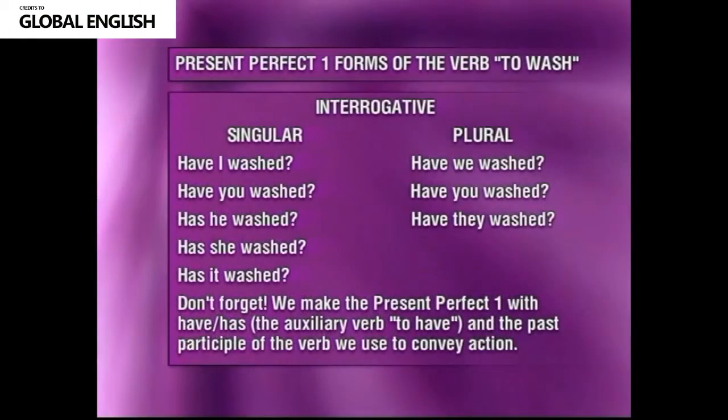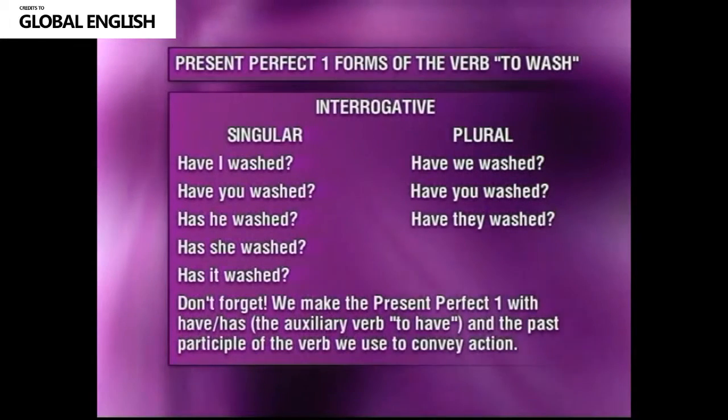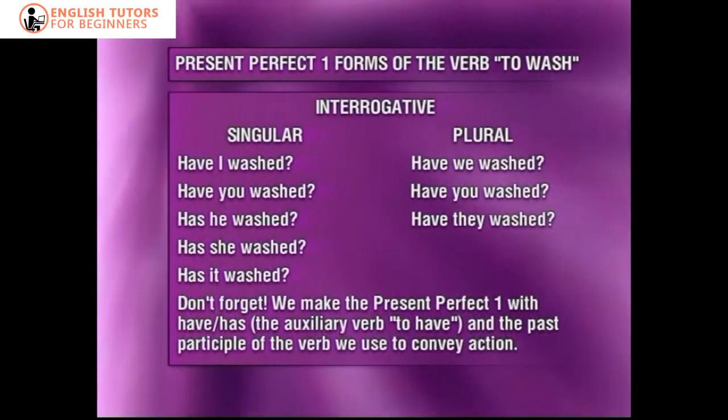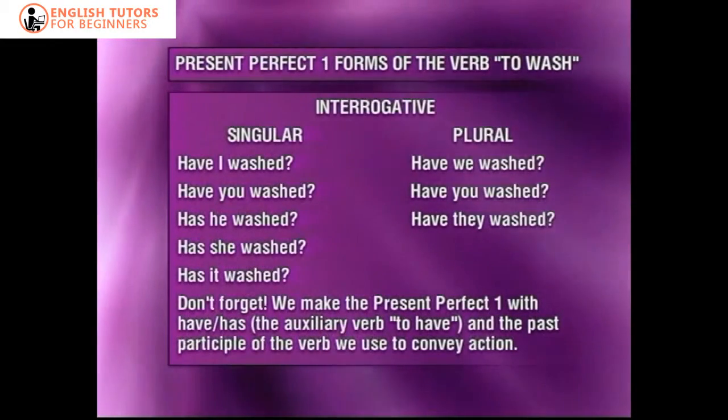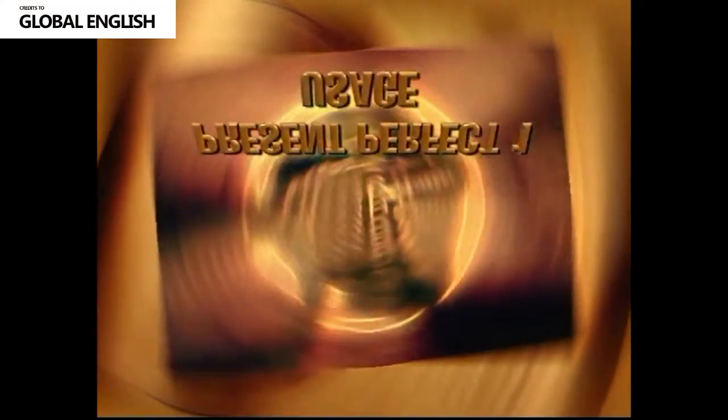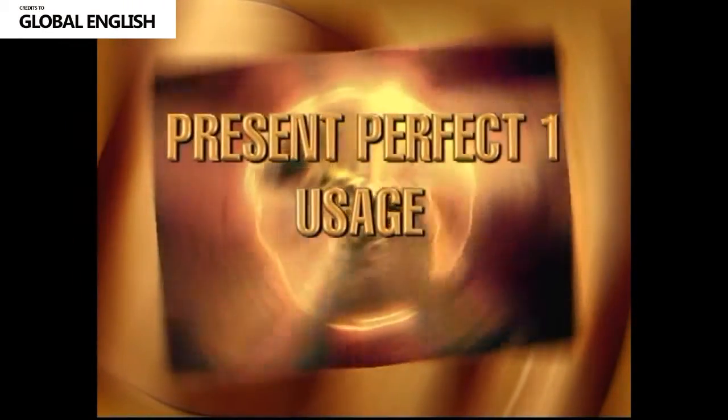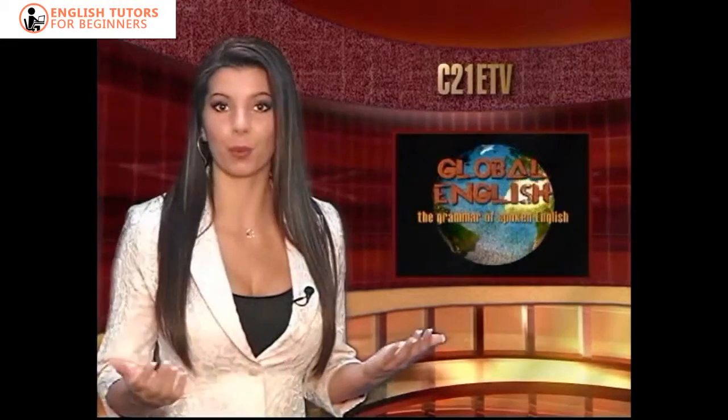Don't forget, we make the present perfect 1 with have, has, the auxiliary verb to have, and the past participle of the verb we use to convey action. We use present perfect 1 in many situations, but our purpose of connecting past and present is mainly the same in all cases. To avoid confusion, we've split the usage of the present perfect 1 into 3 distinctive groups.